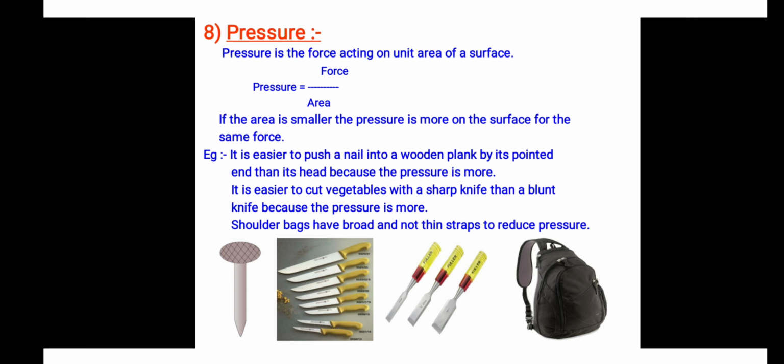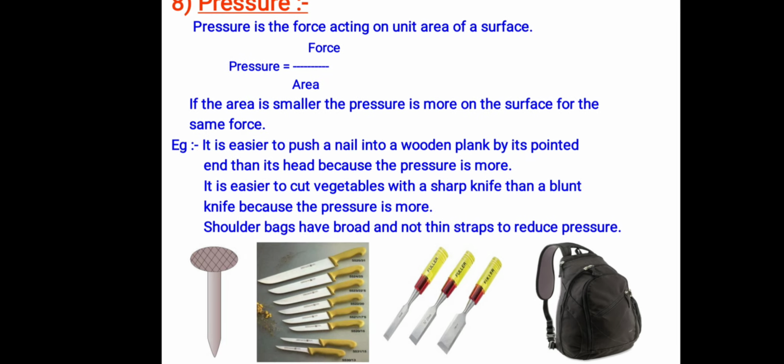We move on to the next example. It is easier to cut vegetables with a sharp knife than a blunt knife because the pressure is more. The same reason: in the sharp knife, the pointed end means the sharp end, that is, the area is lesser, so the pressure is more.